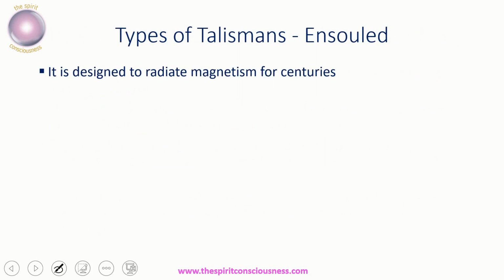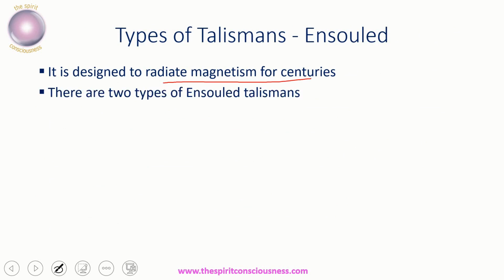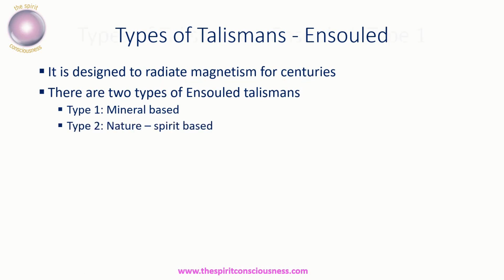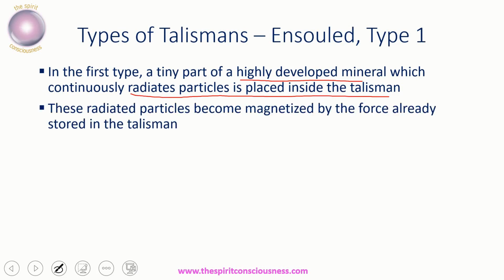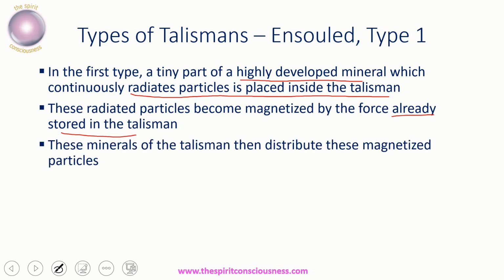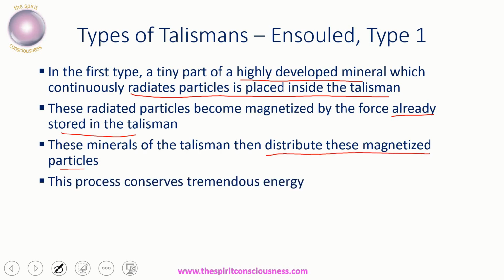Ensouled talismans are designed to radiate magnetism for centuries. There are two types of ensouled talismans: mineral based and nature spirit based. In the first type, a tiny part of a highly developed mineral which continuously radiates particles is placed inside the talisman. These radiated particles become magnetized by the force already stored in the talisman. The minerals of the talisman then distribute these magnetized particles. This process conserves tremendous energy.